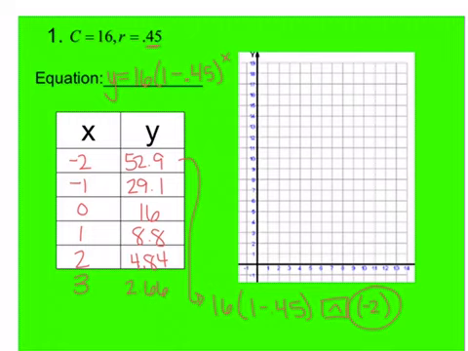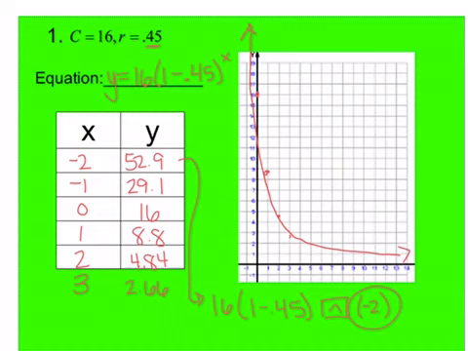So now we're going to graph these. At -2, I'm going to be all the way up at 52.9. At -1, again, I am all the way up at 29, so somewhere way off the graph there. At 0, I'm going to be at 16. At 1, I'm going to be at 8.8, so almost to the 9. At 2, I'm going to be at 4.84, so almost to 5. At 3, I'm going to be at 2.66. So I end up getting this type of graph here.